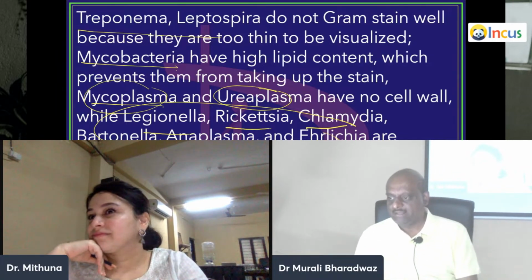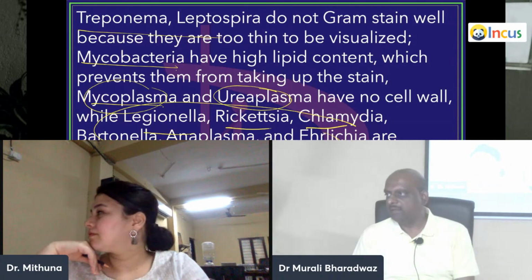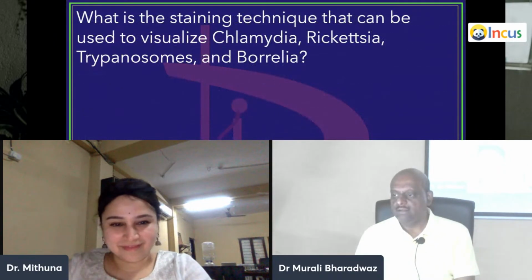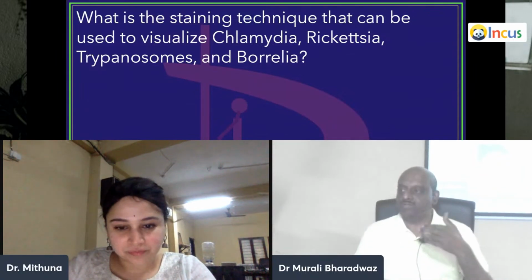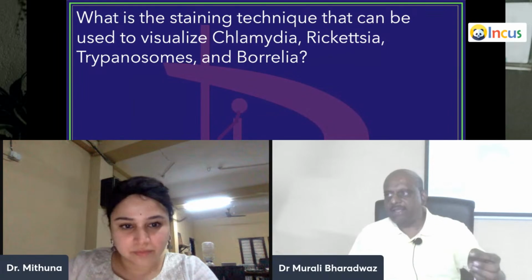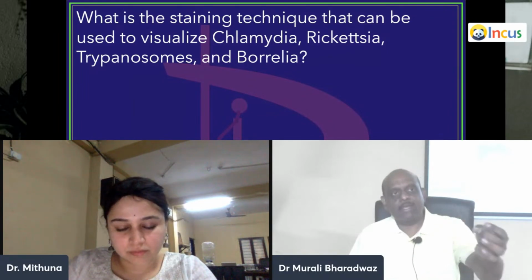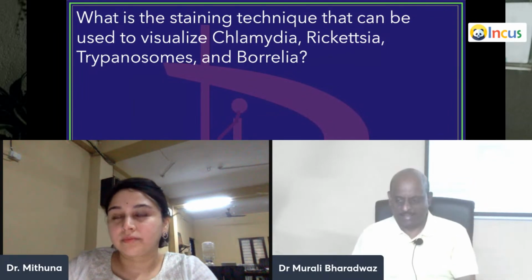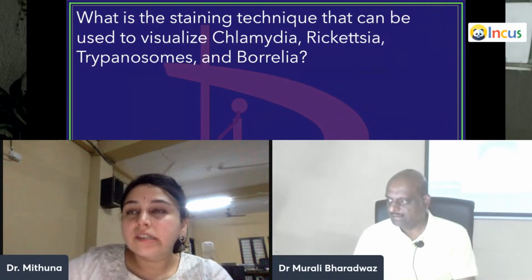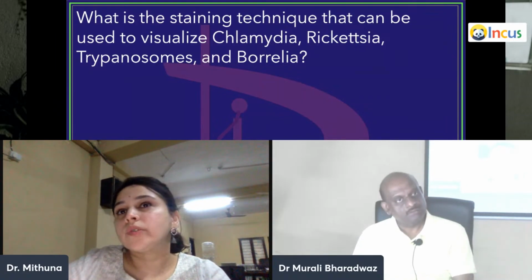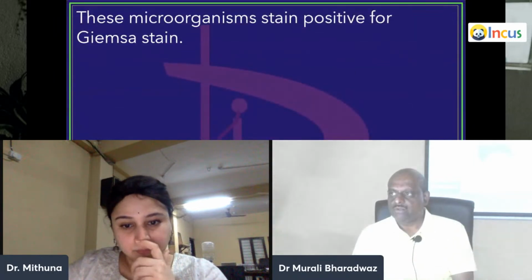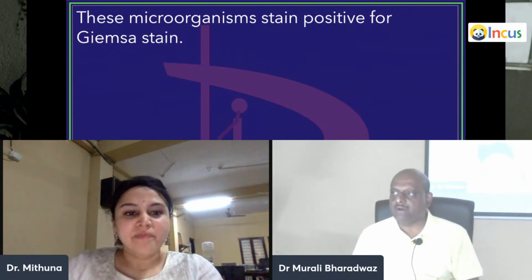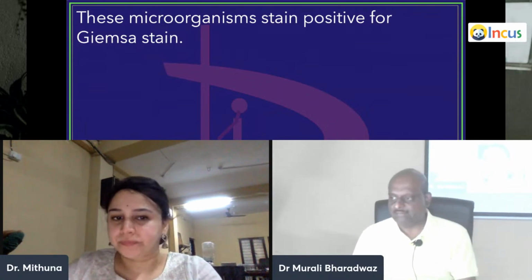What is the staining technique by which you can visualize Chlamydia, Rickettsia, Trypanosoma, and Borrelia? It is the Giemsa stain, sir, which we are using here. So these microorganisms stain positive with Giemsa.